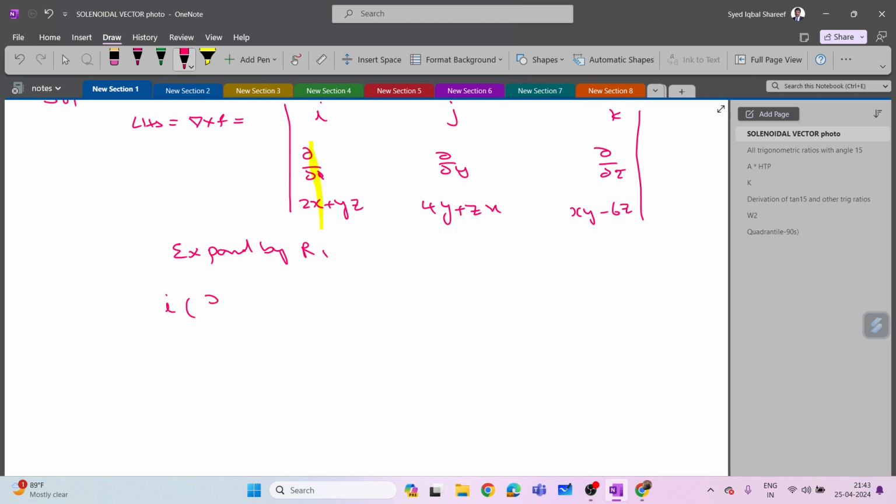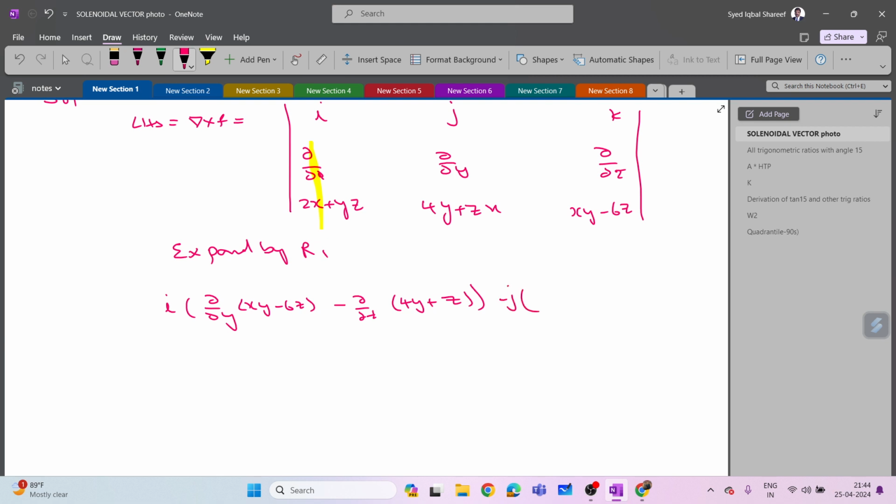Let me write down one step. Dou by dou y of xy minus 6z, minus dou by dou z of 4y plus zx. This is your i.